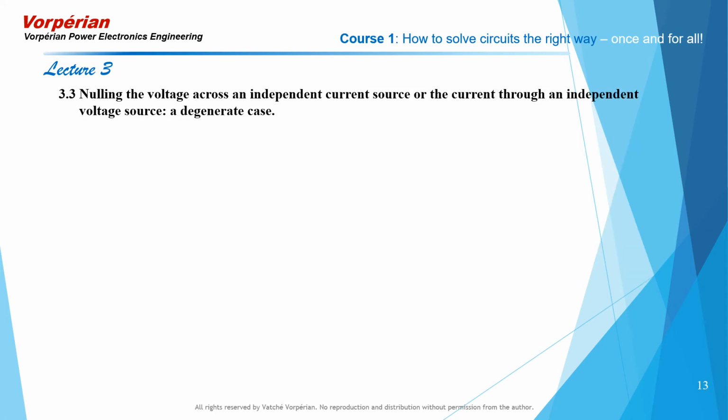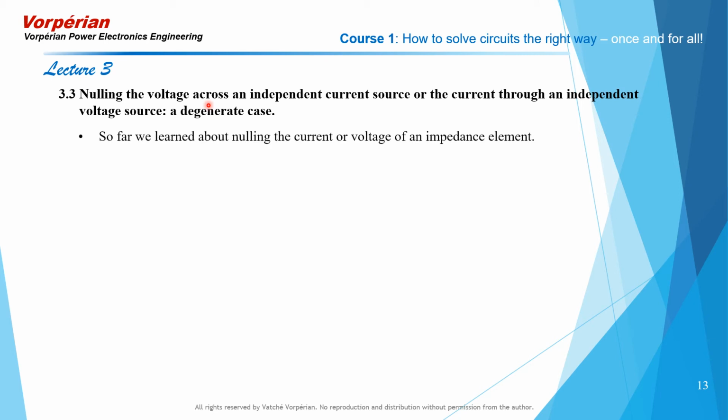Up until now, we have been nulling the voltage across an impedance element, or equivalently the current through it. We can also, however, null the voltage across an independent current source, or the current through an independent voltage source. And as we shall see, this is a degenerate case.